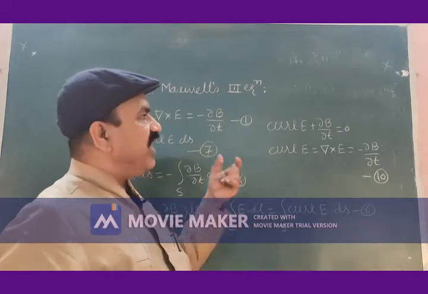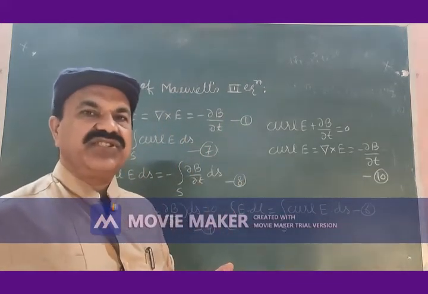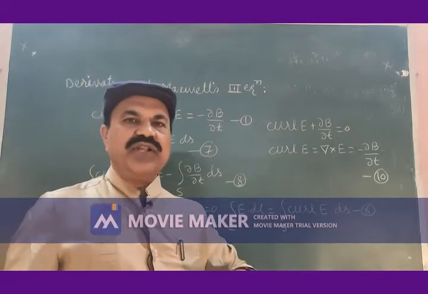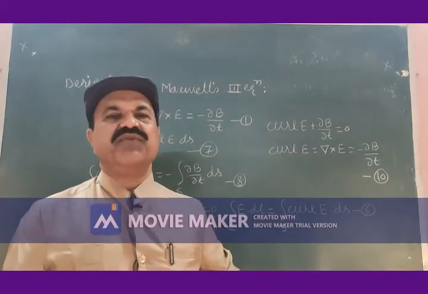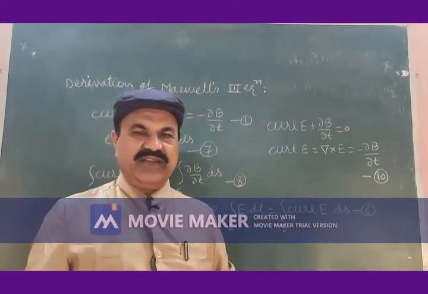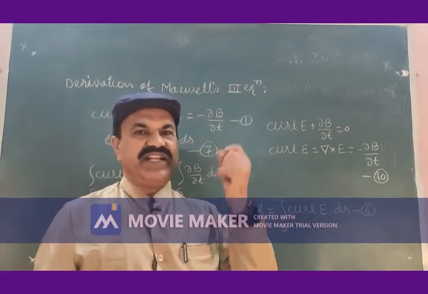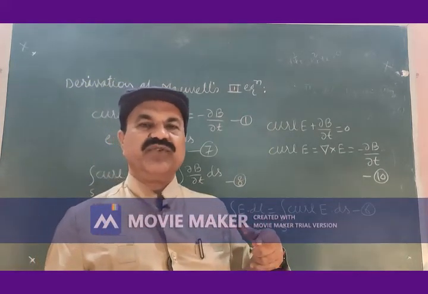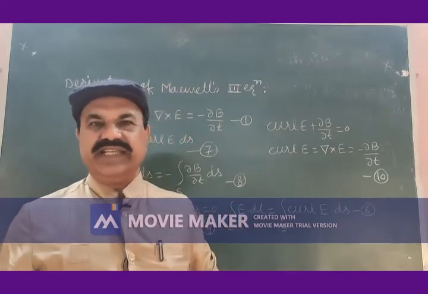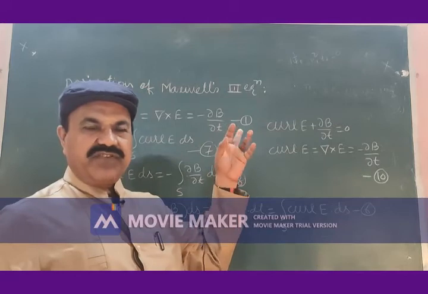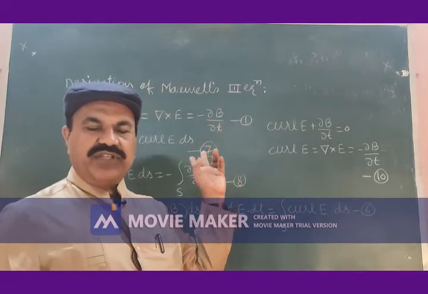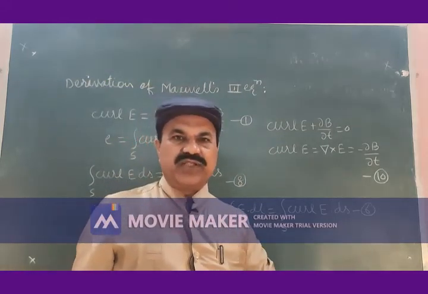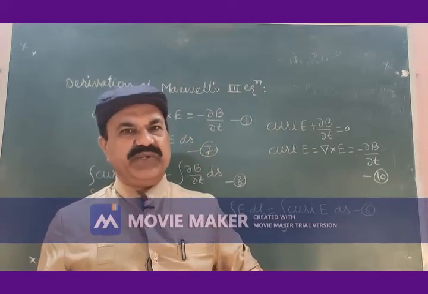Let me brief how we have derived Maxwell's third equation of electromagnetism. We started with Faraday's law. According to Faraday's law of electromagnetic induction, E is equal to minus d phi by dt. Phi is the flux of electromagnetic induction. It is found by the formula phi is equal to the surface integration of B dot ds. The equation for this phi is substituted in the equation of E to get E is equal to minus the surface integration of dou B by dou T into ds.